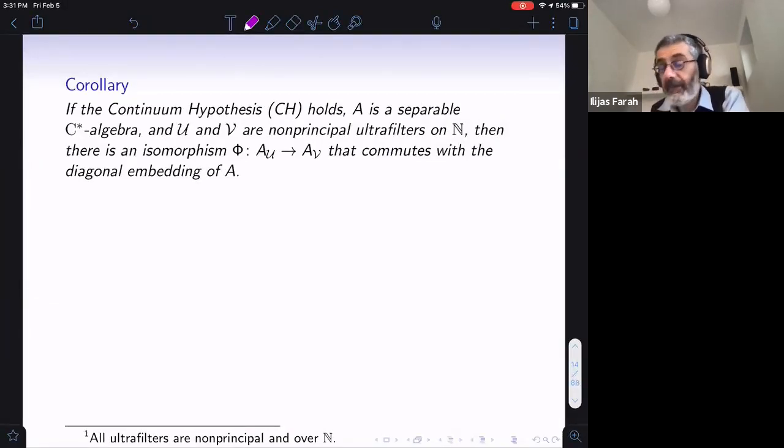Finally, if we have continuum hypothesis and a separable A, and if we have two different non-principal ultrafilters on natural numbers, then there is an isomorphism between ultrapowers. And moreover, because we know by Walsh's theorem that the diagonal copy of A is elementary in A^U, we can just make sure that our isomorphism extends, commutes with this diagonal embedding of A.